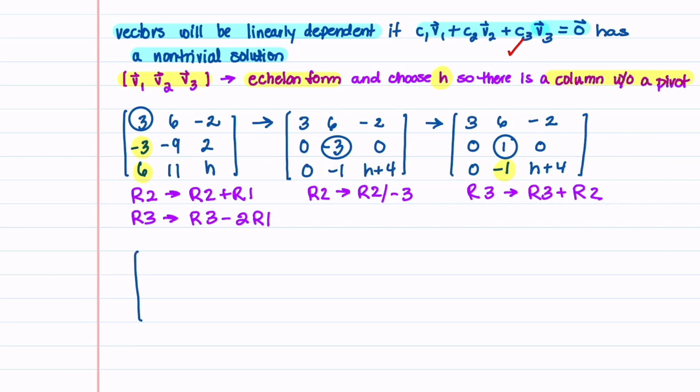Our first 2 rows are going to be the same. So we have a 3, 6, -2, and then a 0, 1, 0. And now we're going to take our second row, add it to our third row, and we have a 0, 0, h plus 4.